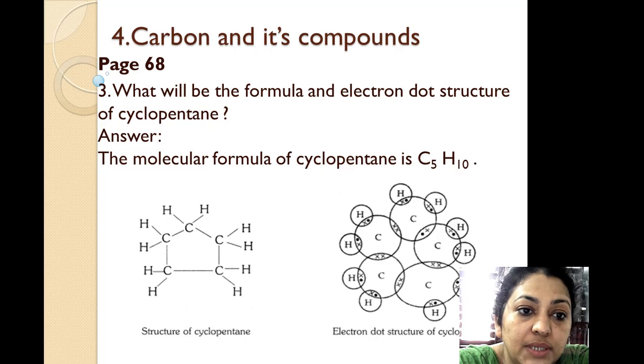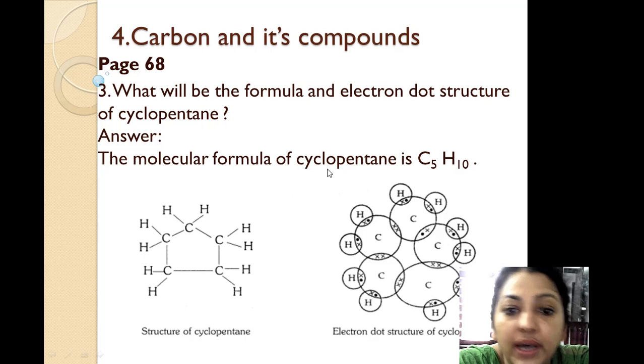From page number 68, question number 3: what will be the formula and electron dot structure of cyclopentane? Molecular formula of cyclopentane: we know that the general formula of cycloalkanes is CnH2n. Pentane has 5 carbon atoms, therefore the molecular formula is C5H10.